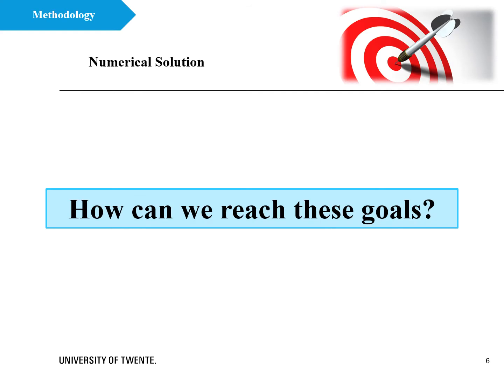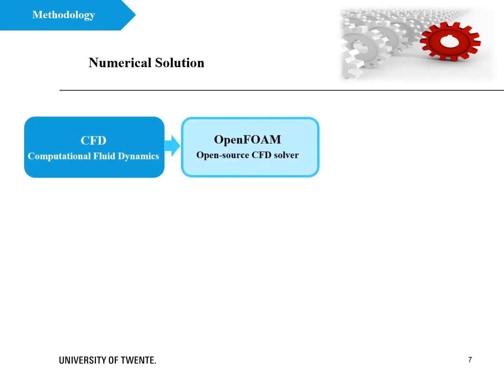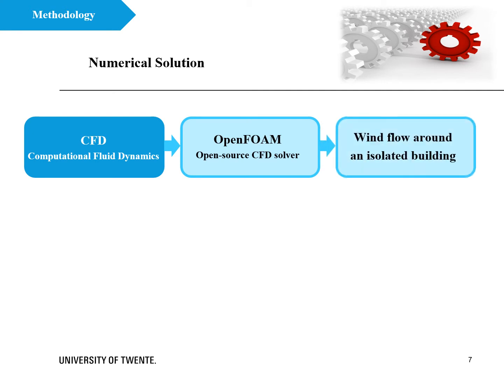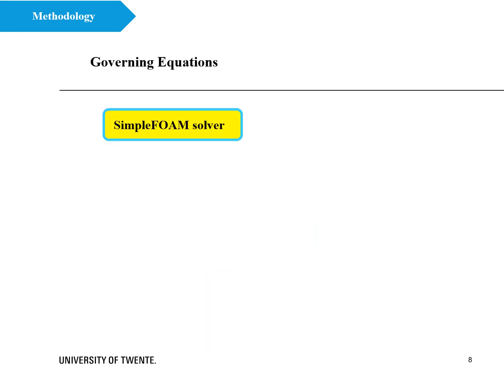The question is, how can we reach these goals? We developed a CFD model using OpenFOAM, which is an open source CFD solver, to simulate wind flow around an isolated building. And among all OpenFOAM solvers, we use simpleFoam, which is recommended for a steady-state simulation of incompressible and turbulent flows. The simpleFoam solver uses the finite volume method and Reynolds-averaged Navier-Stokes equations.